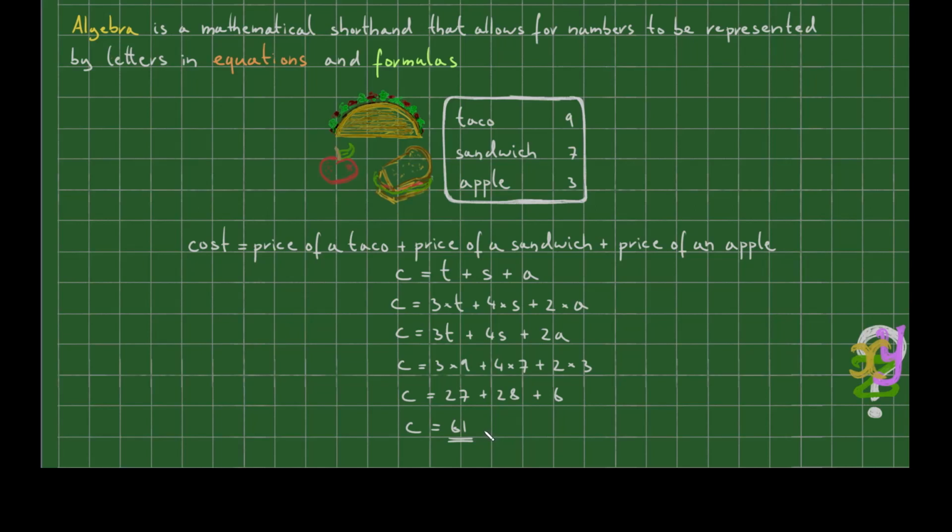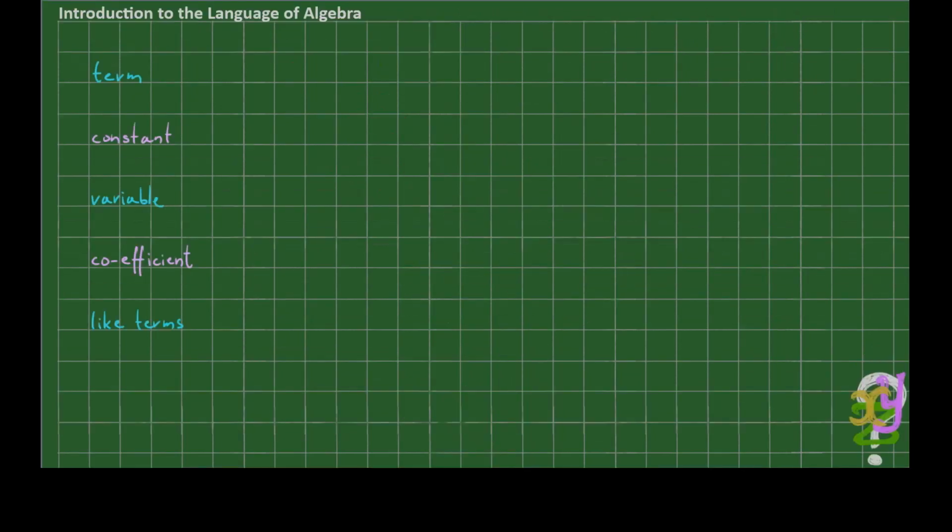Now, before we get really cozy with some more algebra, I would like to get us reacquainted with some of the words or terminology used in mathematics. So, let me get rid of this and bring in a couple of words that we need to get familiar with. Firstly, we have a term. Now, in mathematics, a term can be anything. It can be just a number, just a letter, or a combination of the two.